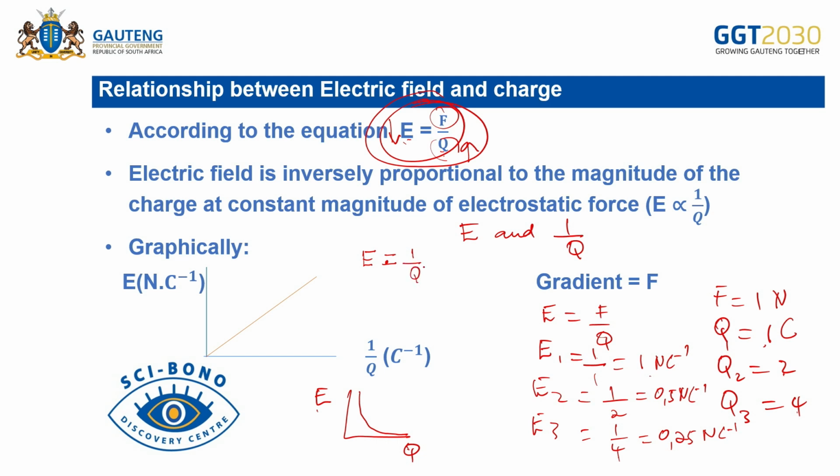Actually I'm having something like this: 1 over Q times F. My F here is constant, but what is changing is 1 over Q. Let's say 1 over Q1 is 1, and 1 over Q2 is 2. I hope you are following. So what I'm changing here is the inverse of Q.